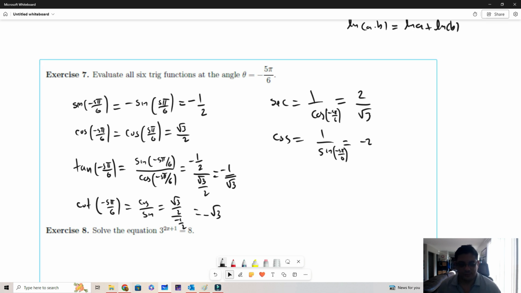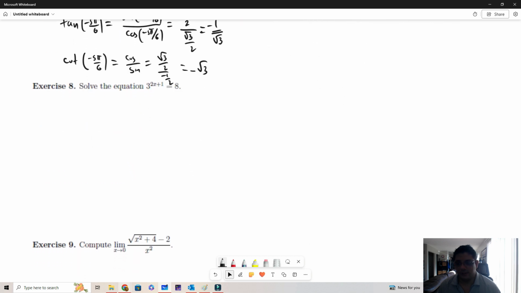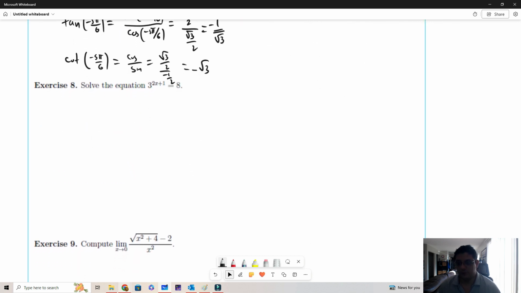Now, another question that is a reminder here from this worksheet is also how to solve this equation: 3 to the 2x plus 1 equals 8. Now, notice that there are different ways that you can approach this, but the most simple thing that you can do is just use a natural log on both sides. And so you have 3 to the 2x plus 1, and you have here log of 8.